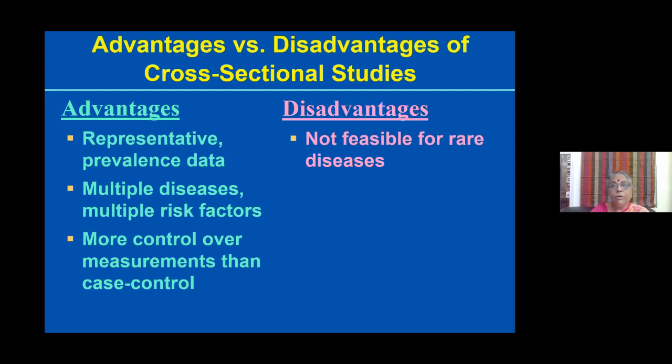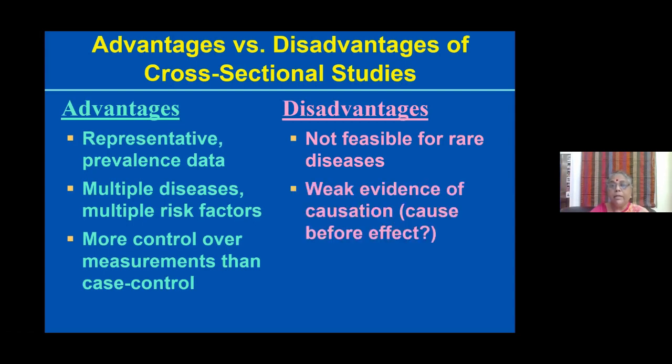So it is not feasible for rare diseases. Why? Because supposing you go into a locality and you're looking for patients of lung cancer, you may not even find one, or you may just find one or two. So it's not good for rare diseases, and it gives us weak evidence for causation because the cause has not come before the effect.